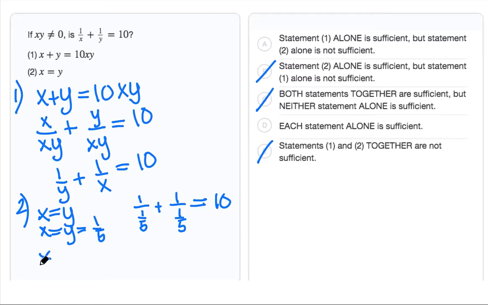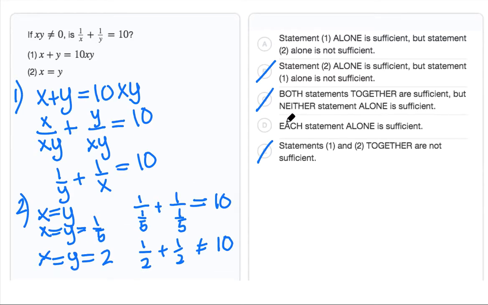Now let's try a different case. What if x equals y equals 2? Then we'd have 1/2 plus 1/2, which does not equal 10. Therefore, since we're getting different answers for different choices of x and y, statement 2 is not going to be sufficient to answer the question.